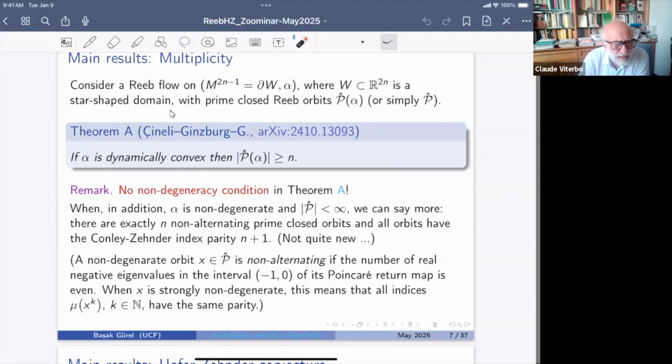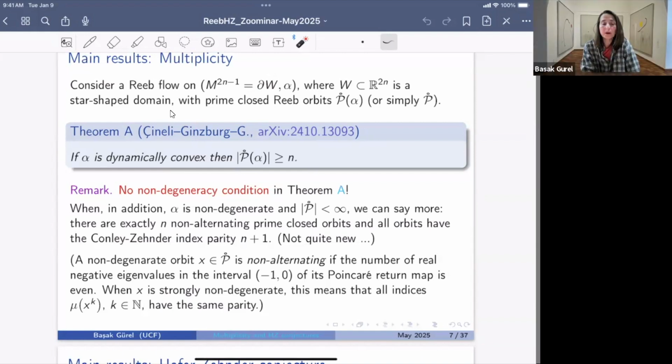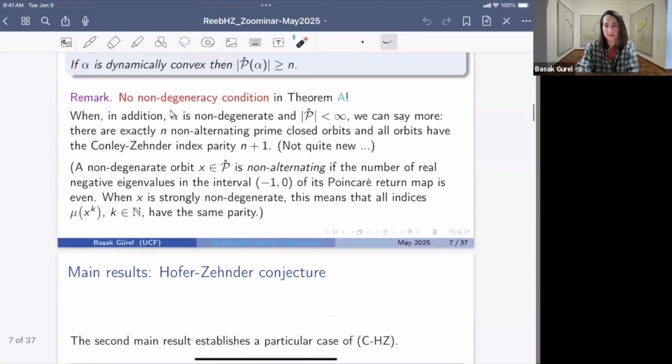Sorry, Basak, can I ask a question? Yeah. It's not clear to me what the "in addition" means. Does it mean that if you have finitely many orbits, then you have exactly n of them and they are non-alternating, or you have n non-alternating and you could have more which are alternating? No, let me just repeat. If it is non-degenerate with finitely many orbits, so you have a pseudo rotation, then this number is precisely n non-alternating prime closed orbits. So you have exactly n and they are non-alternating, with the same parity as n+1. Exactly. Okay, thanks. Yes, this is exactly what it says.